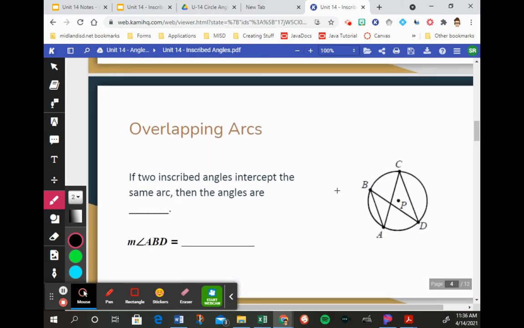So overlapping arcs. If two inscribed angles intercept the same arc, then the angles are congruent. So the measure of angle ABD, this little angle right here, is congruent to the measure of angle ACD, this angle right here.